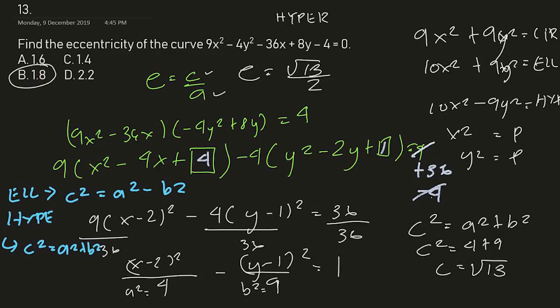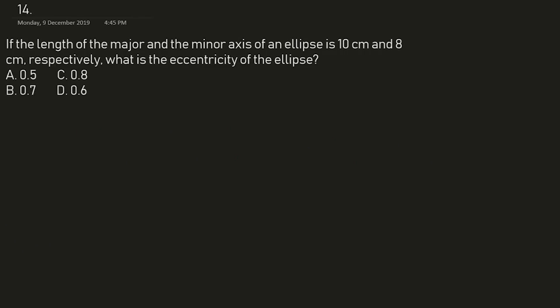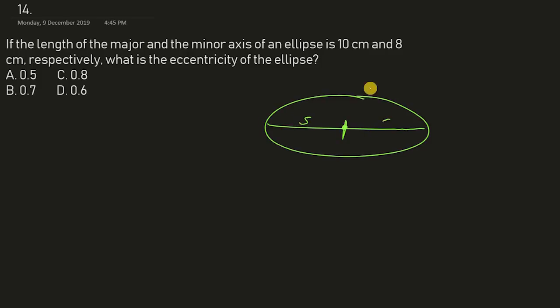Alright, so next problem. Problem number 14. This problem says the length of the major and minor axis of an ellipse is 10 and 8. So, I will draw the ellipse. This is the center. Major axis is 10, which means this part from here to here is 5, and this is also 5. Now, the minor axis is 8, so this is 8 divided by 2, which means this is 4 and this is 4. Now, what's the eccentricity of the ellipse?